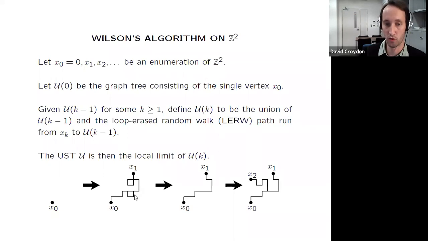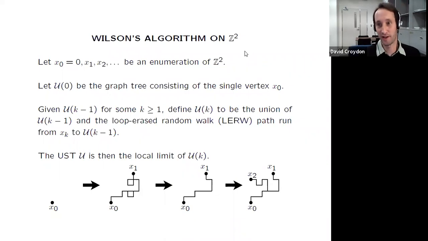We run some random walk, delete the loops to get a simple path, and make that our curly U1. Then we repeat. From x2, we run another loop-erased random walk until we hit what we've already got, and we add that to the tree, and so on. This gives us an increasing sequence of graphs, U_k. When we've exhausted the sequence of vertices, we end up with the uniform spanning tree. This is the algorithm on Z2, and it gives us the uniform spanning tree on any recurrent graph.